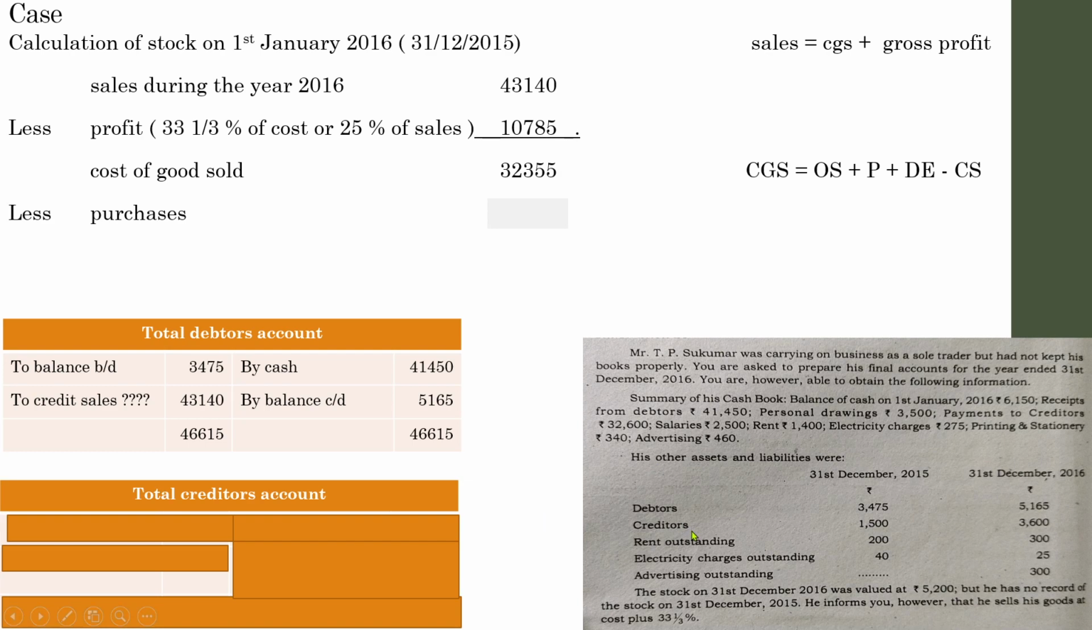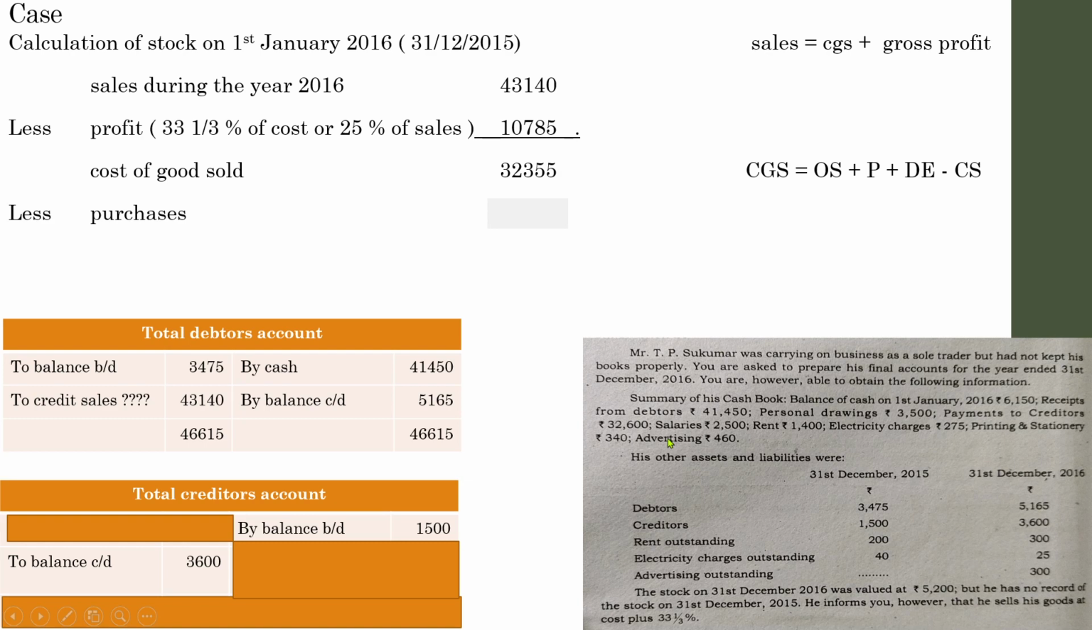Just like the debtor system, creditors also have opening and closing balance. So write down these balances in the respective columns of this account. Opening balance is 1,500, closing balance is 3,600. Now go through each and every point of the question whether there are any transactions with regard to creditors. See, payment to creditors 32,600.